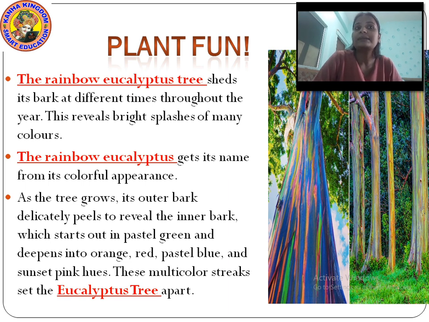As the tree grows, its outer bark delicately peels to reveal the inner bark. When the tree grows and its outer bark delicately peels, then we can see the inner bark of the tree, which starts out in pastel green in color and deepens into orange color, red color, pastel blue and sunset pink hues.